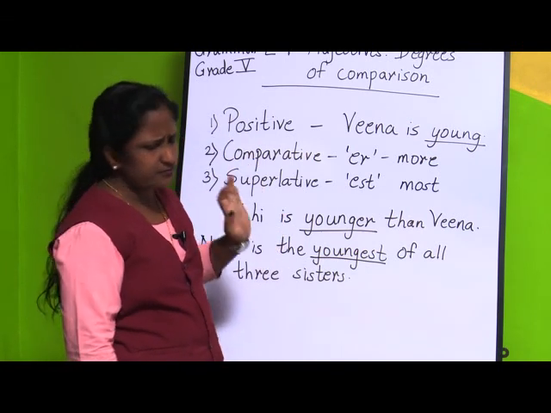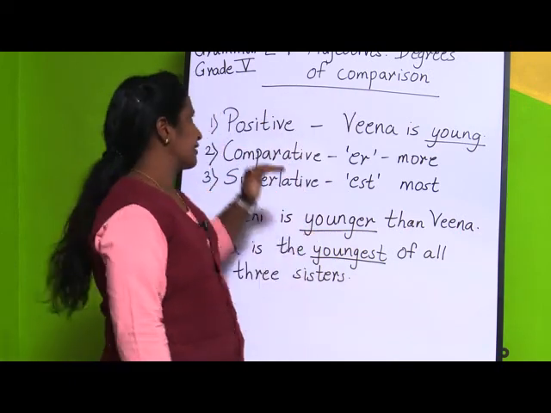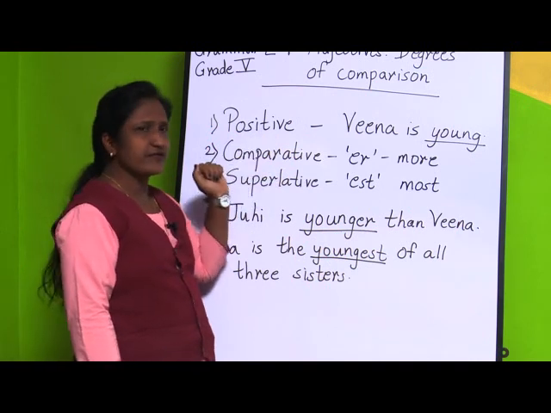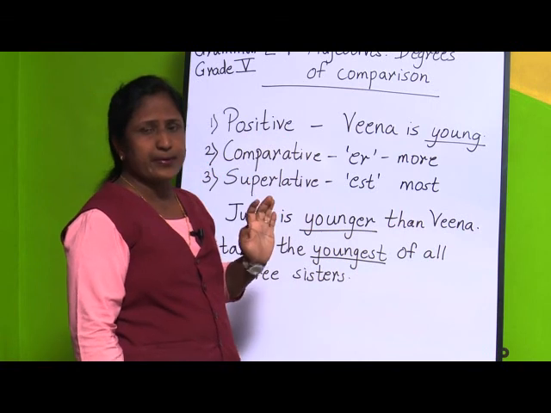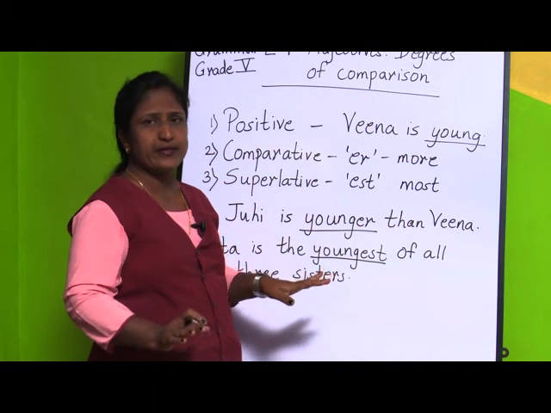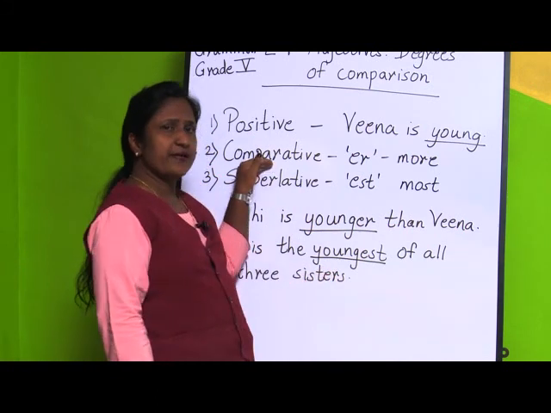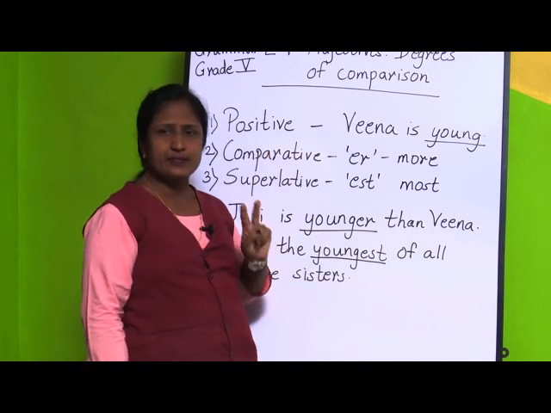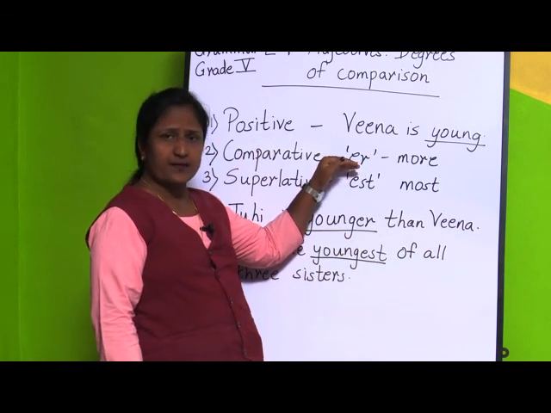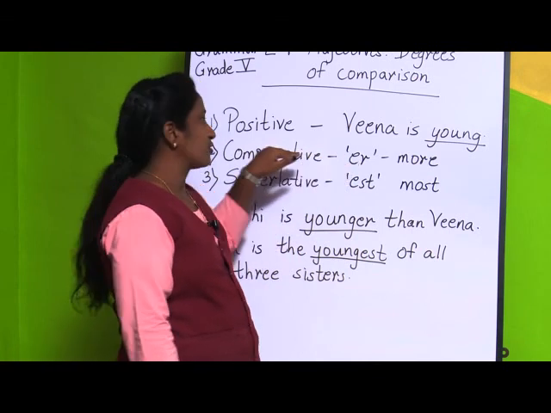Once again, I will explain to you. See, there are three degrees of comparison: positive degree, comparative degree and superlative degree. What is positive degree? When there is no comparison between any person or thing. What is comparative degree? It is the comparison between two persons or things, and we mostly add er to the adjective to get the comparative degree.